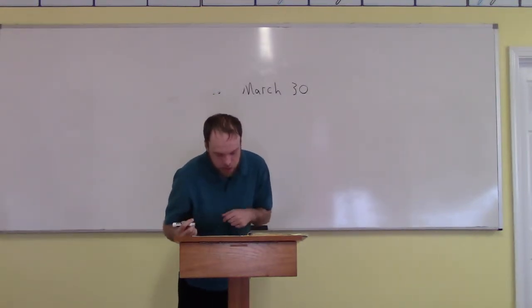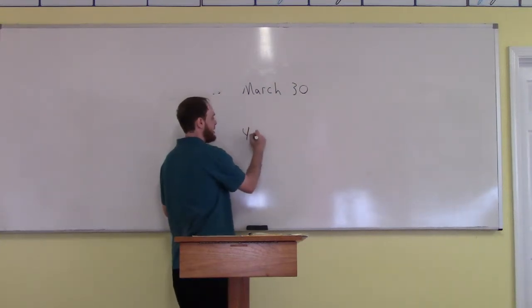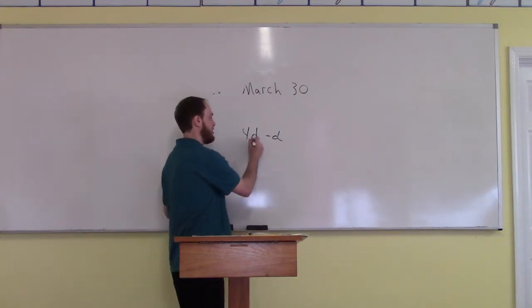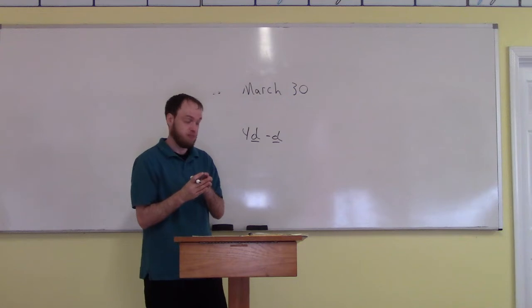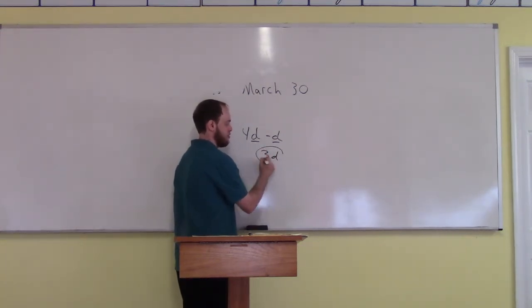Alright, 28, you had 4d minus d. Are those like terms? Yes, they are, d and d. So 4d minus d, you just subtract them. You have 4 d's minus the d, that leaves us 3 d's. That would be your answer, 3d.